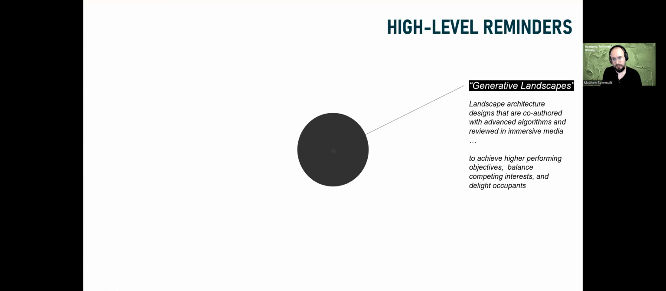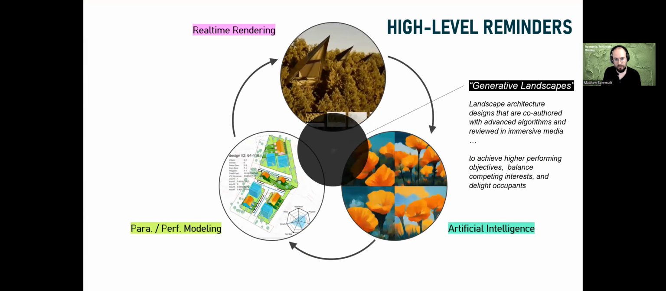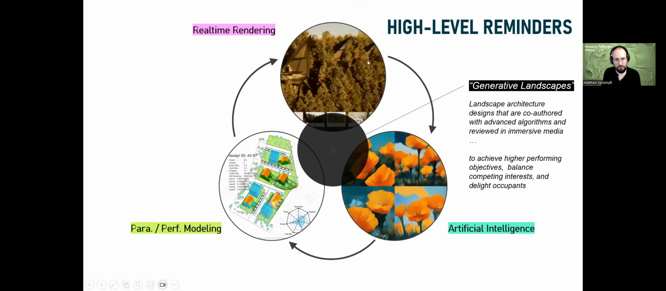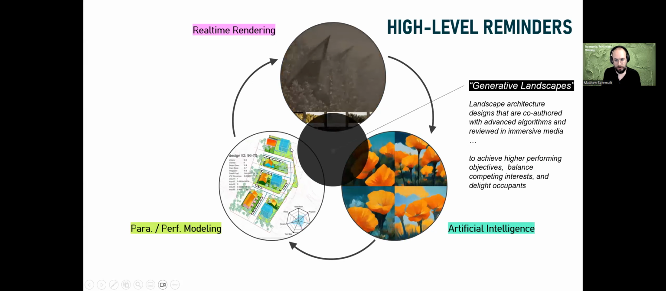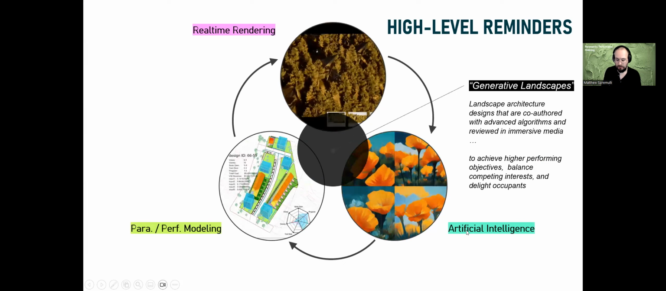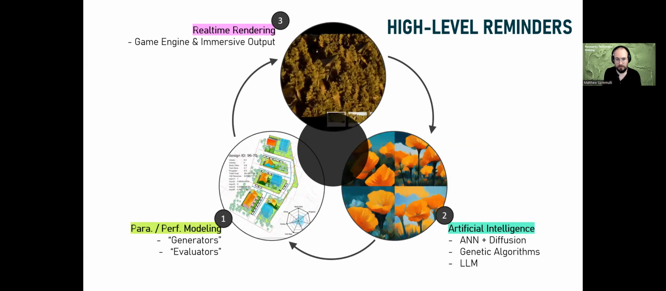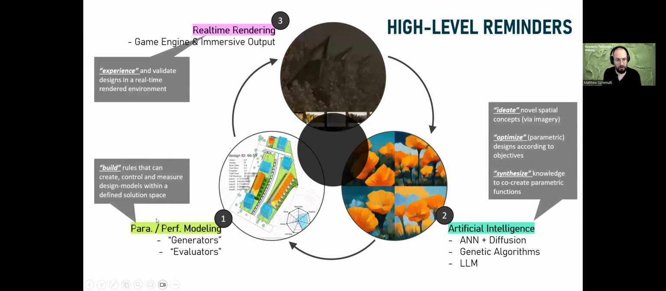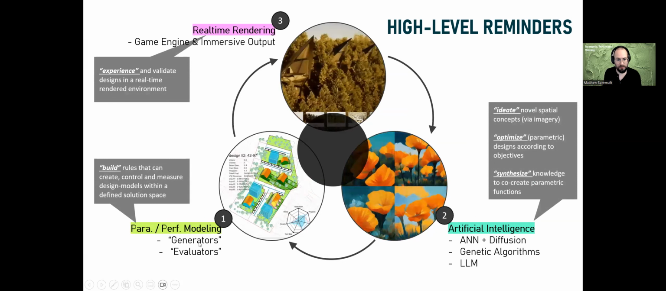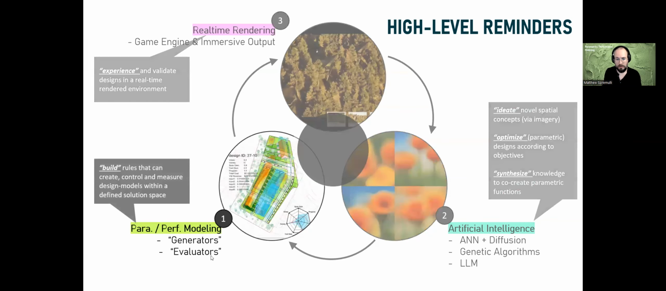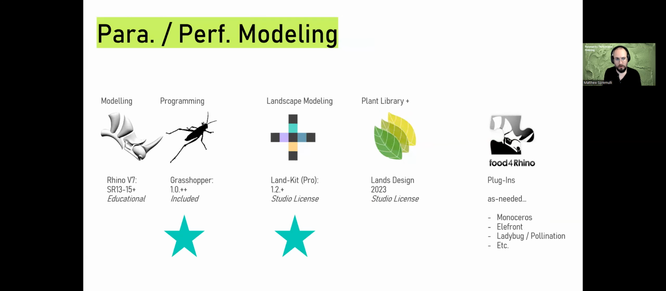A reminder, generative landscapes hypothesis is these three types. We're putting a pause on real-time rendering for now and focusing on parametric performance modeling and AI until we get stronger at these skills and understandings. Again, our emphasis on parametric and performance modeling is to make generators and evaluators. And we're focusing here in this video, doing it through the geometric kernel of Rhino. So whatever limitations Rhino has, we need to abide by that.